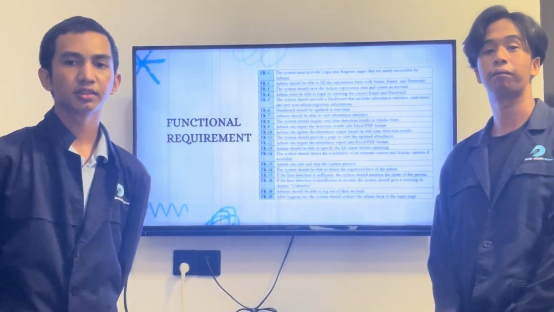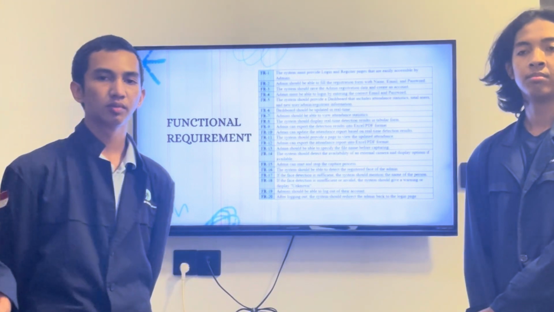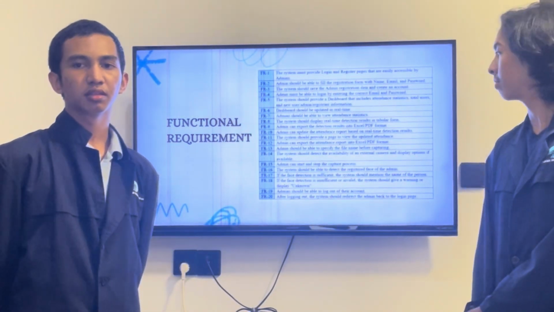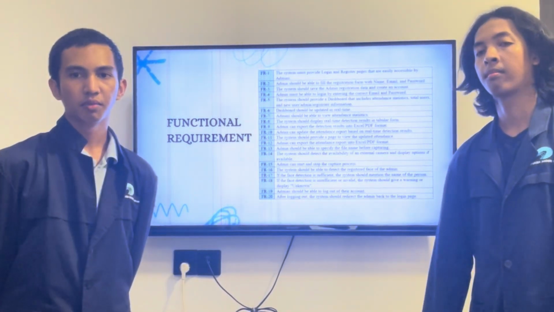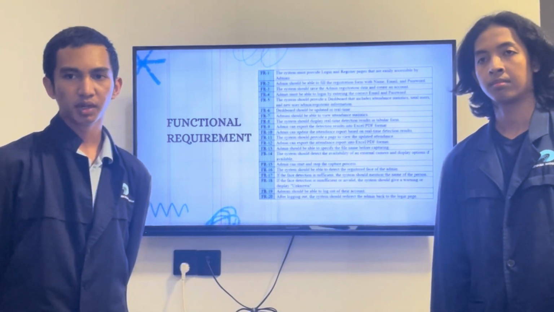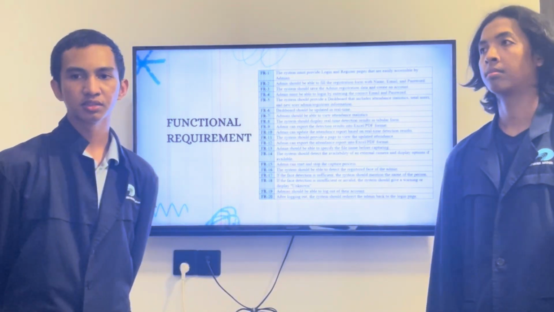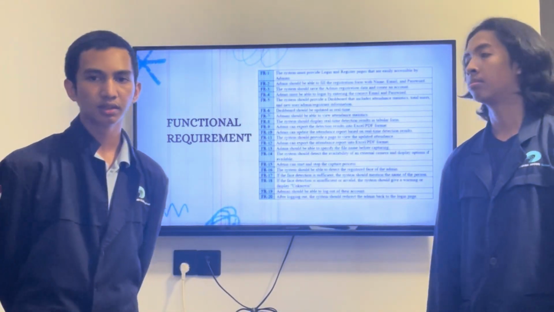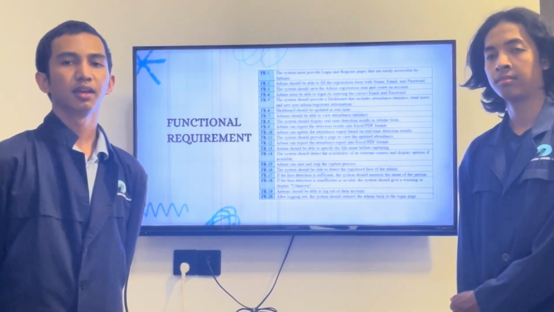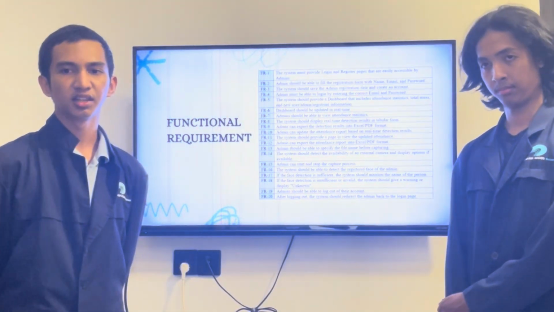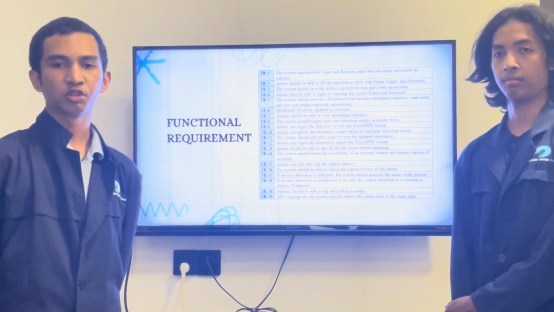Next I will mention the functional requirements for our project. Out of many, some of the most important ones are: 1, the system must provide login and register pages that are easily accessible by admins. 2, the system should display real-time detection results in tabular form. 3, admin can update the attendance report based on real-time detection results. 4, the system should be able to detect the registered face of the admin. And the last, if the face detection is insufficient or invalid, the system should give a warning or display unknown.